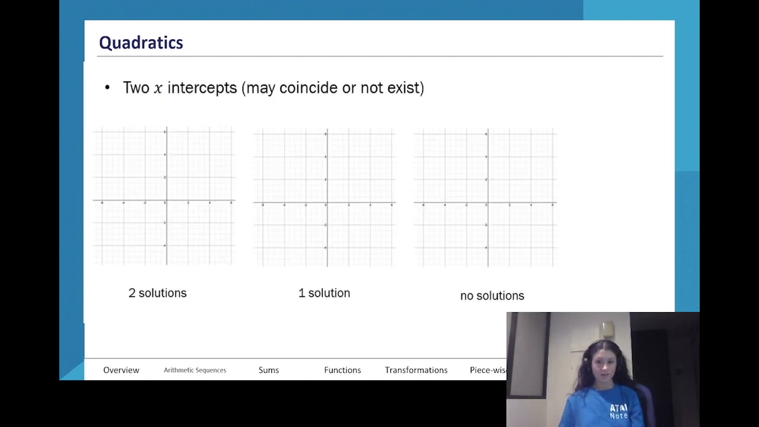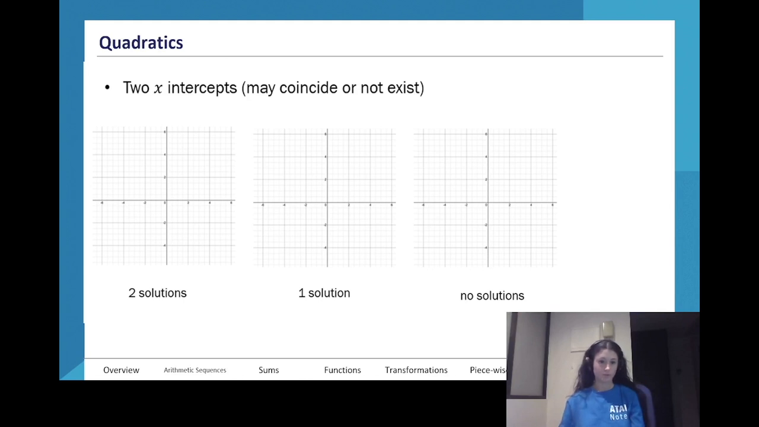Another thing that's important is to understand why we have two solutions, or why we sometimes have two solutions for a quadratic. So, remembering that the solutions of a quadratic are its x-intercepts, right? Because that is when the value of the function is going to be equal to 0. That's where y is equal to 0, the function is equal to 0.